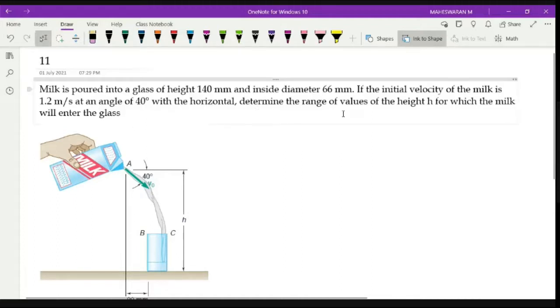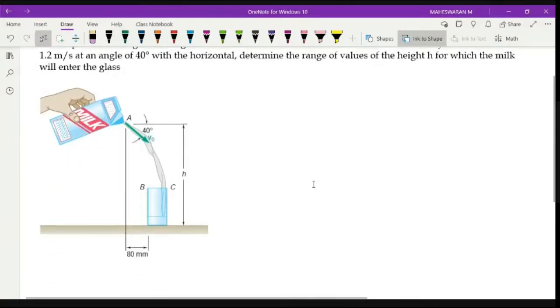So they are asking you what is the range of values of height. So at what height you have to pour your milk so that it will enter the glass, right? Can you able to understand the question? Yes, sir. Right? So this is another one. So another problem related to this.